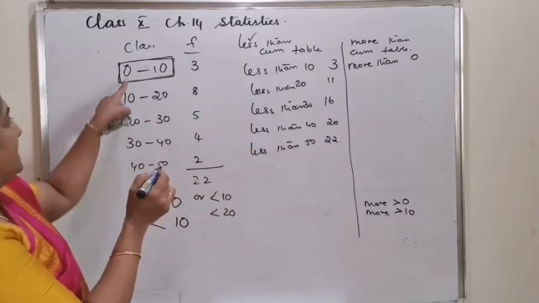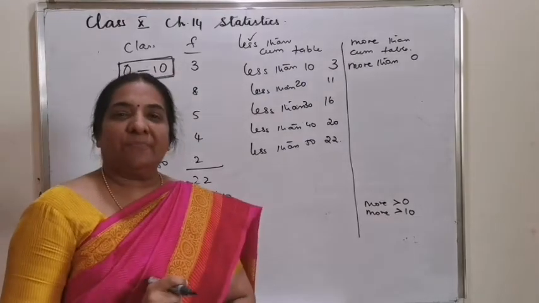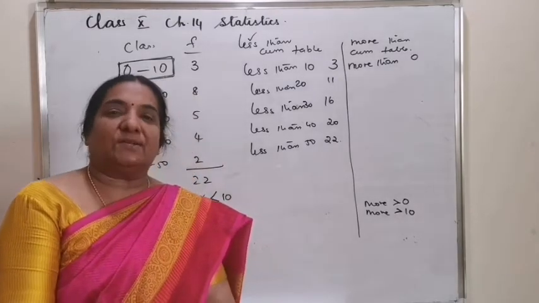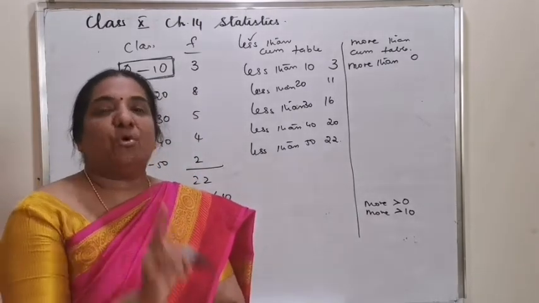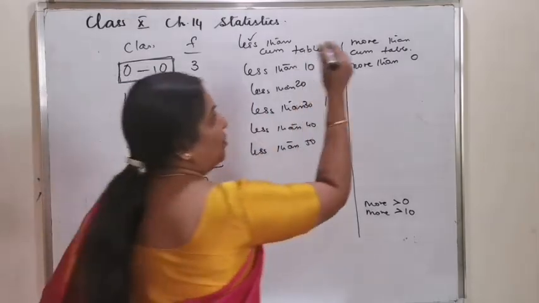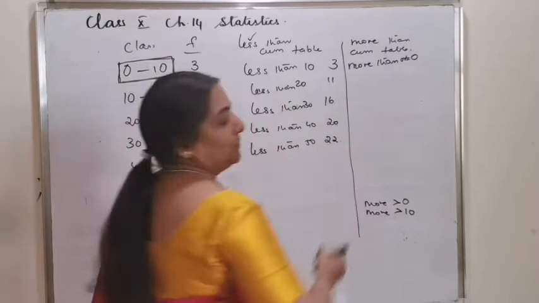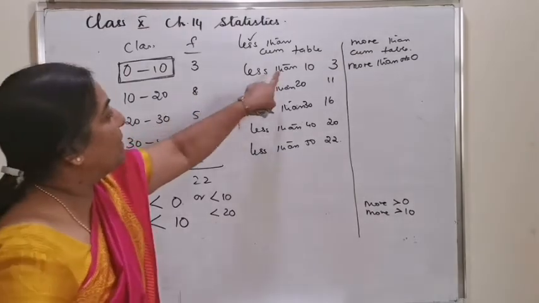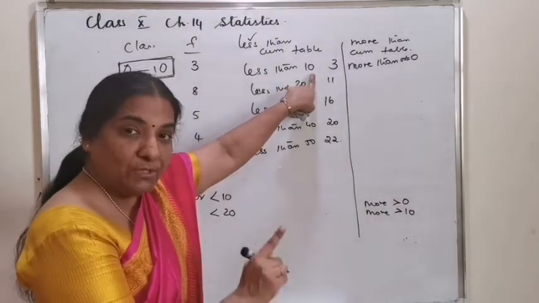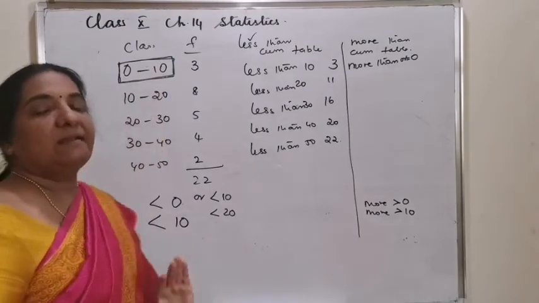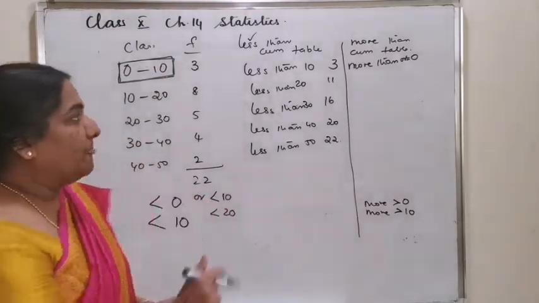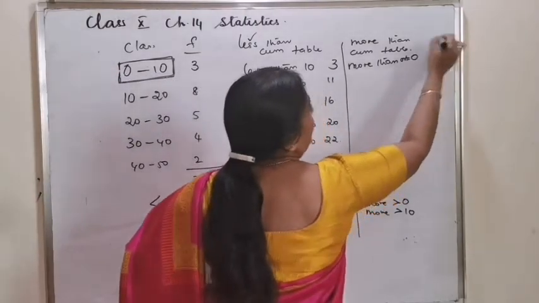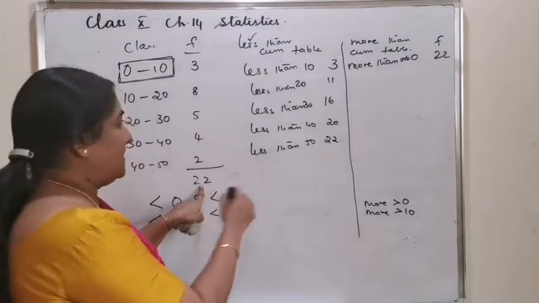Here, since this is a continuous class interval, the lower limit is included in an exclusive class interval. So you have to be more specific by writing more than or equal to 0. That means 0 is included. Whereas here, why didn't we write less than or equal to? Because we know that the upper limits are excluded. So, more than or equal to 0, how many are there? 22. The total frequency.